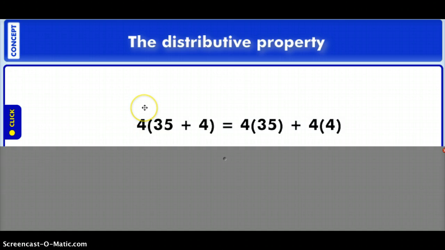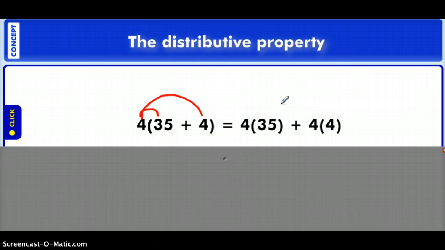So if we have to start out with 4 times, in parentheses, 35 plus 4. What the distributive property says is that's the same thing as saying 4 times 35, and that's where this came from, plus 4 times 4, and that's where this came from. And so then we could continue evaluating this, and 4 times 35 is going to be 140, and 4 times 4 is going to be 16, so it'll be 156.